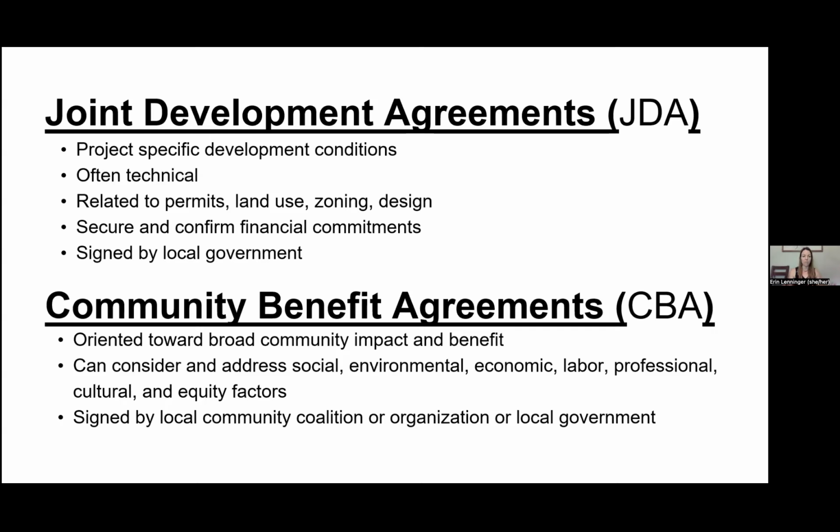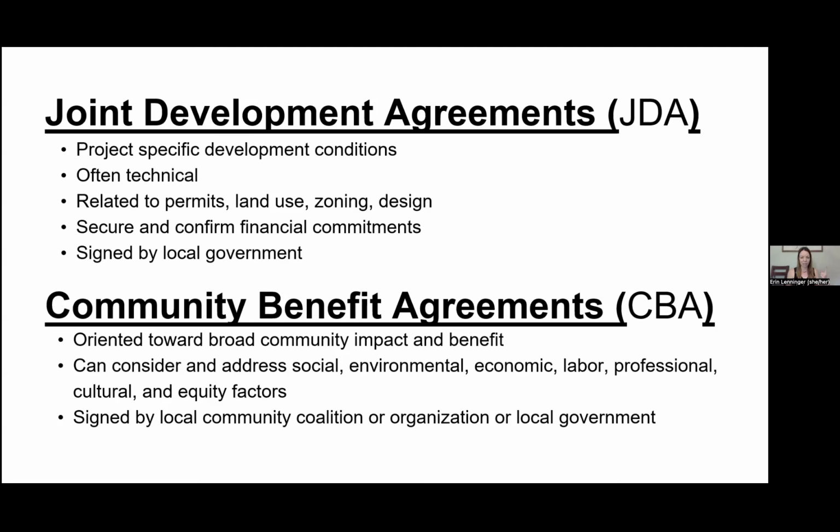Now, we've floated community benefit agreement to you as well. So a CBA, very similar, but you can see community is within that. It's driven more from the broader community, and it can consider and address these broader issues that are social, environmental, like we just heard, but even economic, labor, professional, and cultural considerations. And this can be signed by a broader community coalition or foundation or institution. And they are sometimes also signed by local governments.